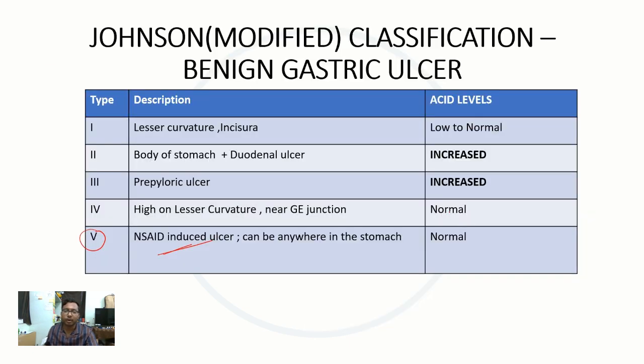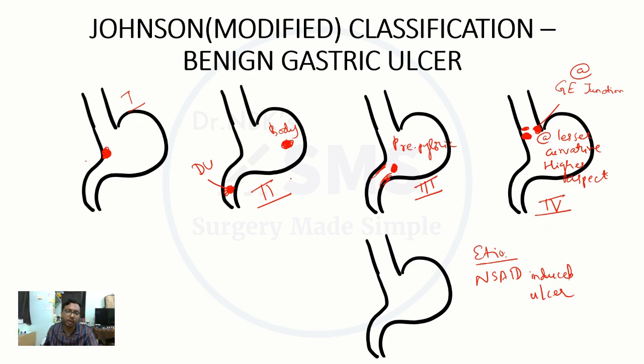Now, the most important thing you need to remember here is that type 2 and type 3 usually occur because of increased acid output. That is why, when you do an upper GI endoscopy and see either a type 2 or type 3 ulcer, it means it is because of increased acid output. In treatment, that is why antacids will be prescribed mainly for the second and third types of the modified Johnson classification. All right. So this is regarding benign gastric ulcer and the modified Johnson classification.